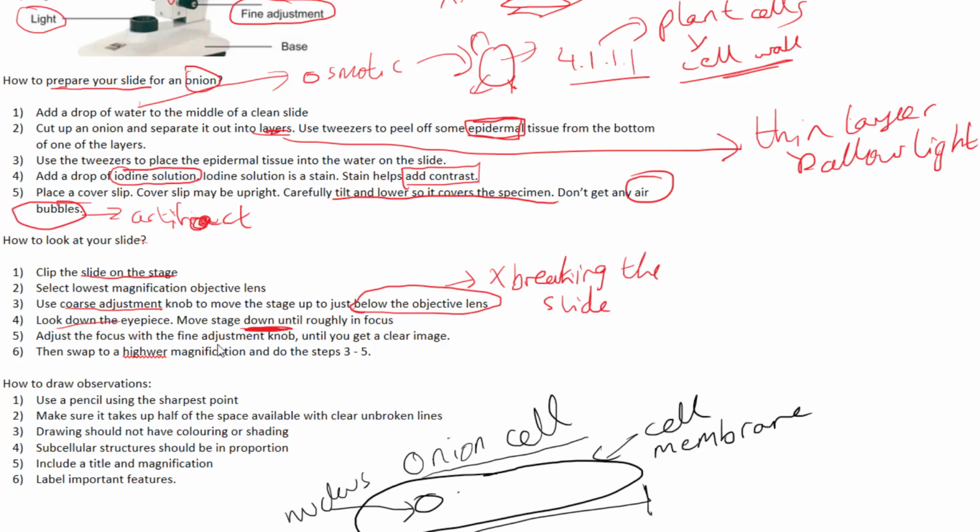Then you're going to adjust it when you see it's roughly in focus. You're going to adjust it with fine adjustment until you get a clear image. Then you're going to swap to the higher magnification.